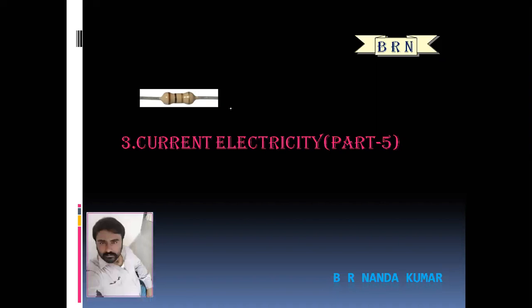In the previous class, we learned about some very important 5-mark derivations. In this class, we are going to discuss resistors, different forms of resistor, and a very important topic, that is the color code for carbon composition resistor. Okay, well, let's start today's class.